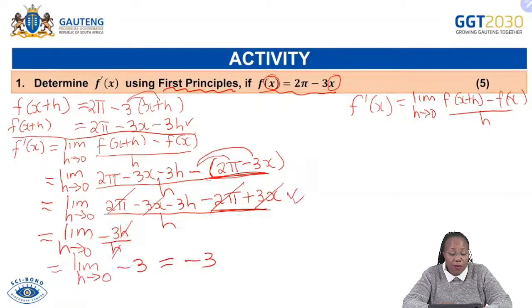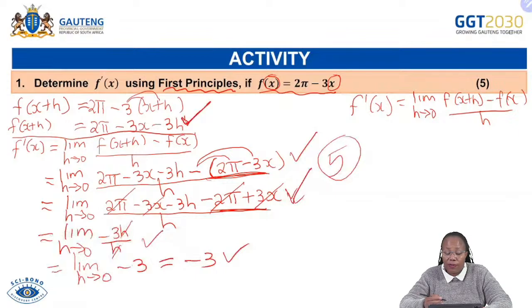So the first mark will be for f at x plus h substitution, the simplification, another simplification, and the answer there. This is worth 5 marks, grade 12.